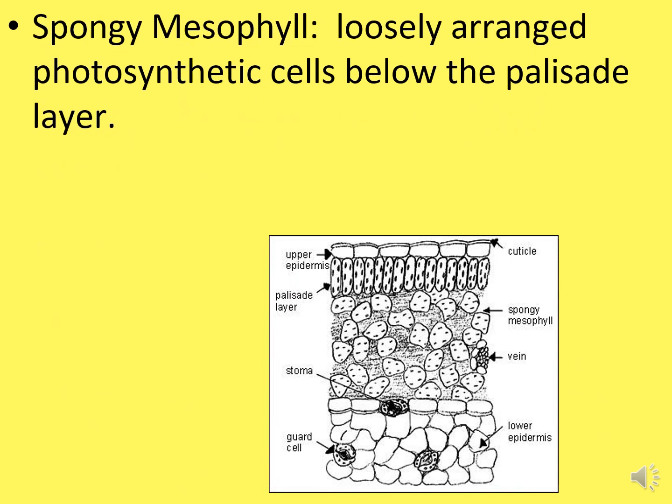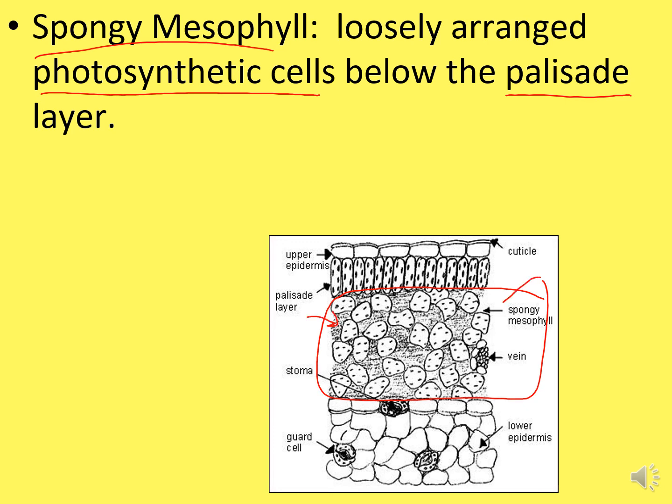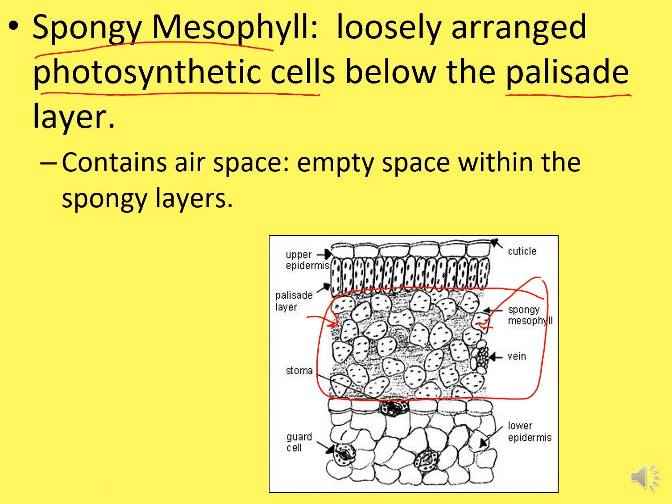So let's keep on going with the leaf. Then we have the spongy mesophyll. Now here, you also have some photosynthetic cells. So most of the photosynthesis takes place in palisade. And we also have the spongy layer that contains photosynthetic cells, which is below the palisade layer. And as you see here, it almost looks like a sponge. You see the gaps, and then you see the cells here that have the chloroplasts. So it contains airspace just like a sponge.